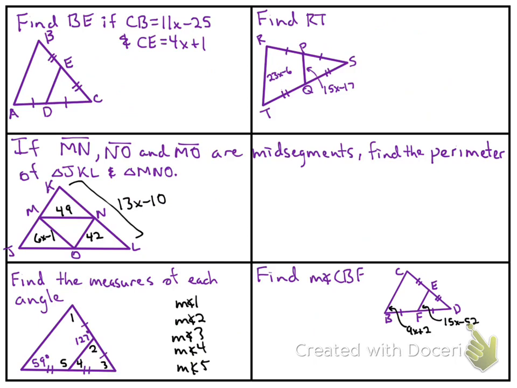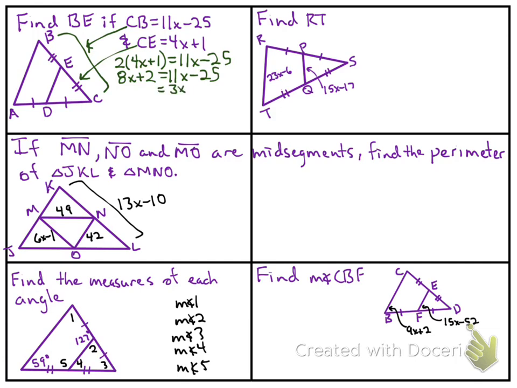So we go through and solve some more here. We have BE is what we're looking for. We know CB, which is the whole thing, is 11x minus 25. CE is the part. So I want to double CE and set it equal to CB because that is the relationship between the midpoint and those segments. So we're going to go 2 times 4x plus 1 equals 11x minus 25. Gives us 8x plus 2 equals 11x minus 25. Subtracting the 8x from both sides, we get a 3x. If I add the 25 to both sides, I get a 27, and we get x equals 9.